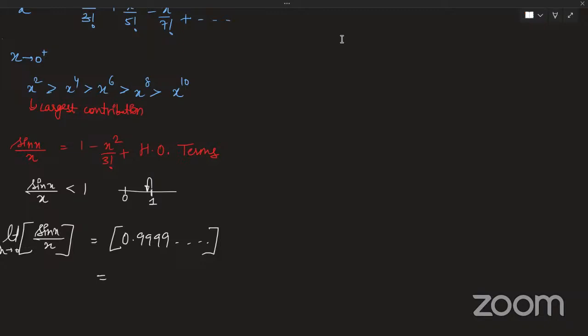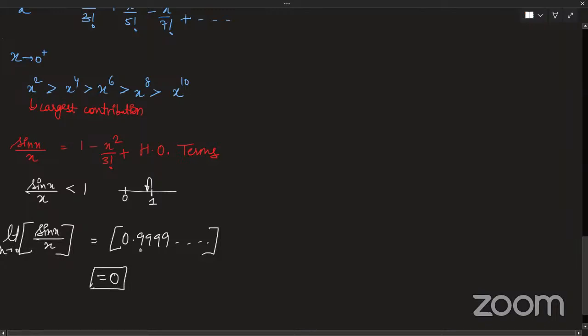Sure. Preeti, right? Yes, sir. What is the greatest integer function of 0.9999? 0, sir. Obviously, yes, 0, because this thing is lesser than 1, right?